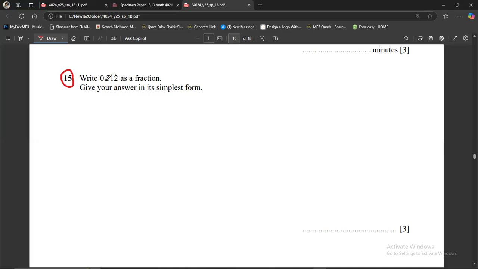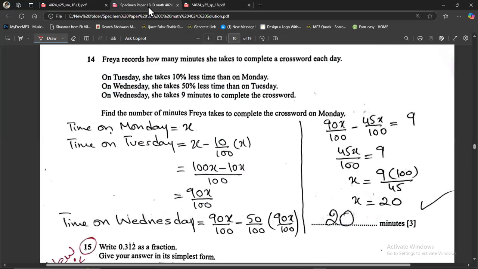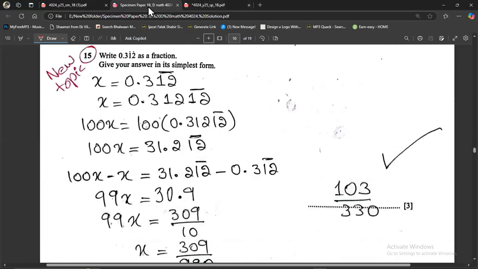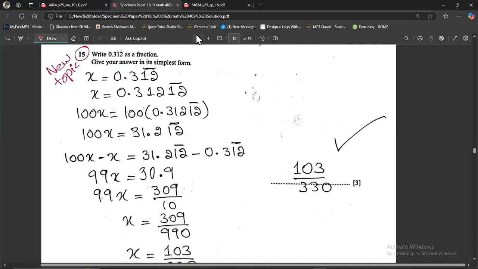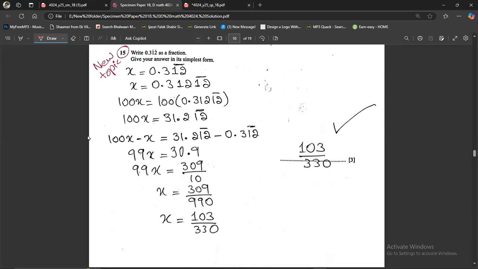So this is the new type of question. So I will write this. I will suppose that this is equal to x. So this is very important. This is a new topic which has been added. So let's have a good look at it. So x is equal to 0.312, and on 1, 2 we have that bar. So that means the 1, 2 will be repeated, recurring, non-terminating. So x is equal to 0.31212, and on 1, 2, I wrote this bar sign.